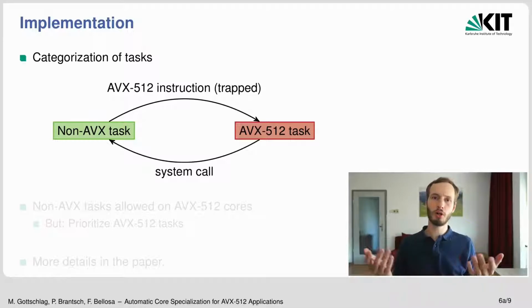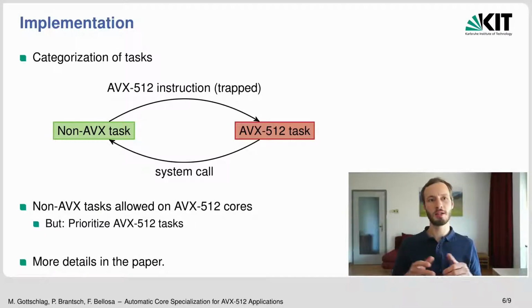Now, we would also like to have a similar notification mechanism to detect the end of an AVX 512 code region. However, the CPU does not support such a notification mechanism, so what we do instead is we just assume that AVX 512 is mainly used in particularly computationally heavy parts of the workload, and those parts usually do not contain any system calls. So during each system call, we just reset the type of the task back to non-AVX task to allow it to execute on non-AVX cores again.